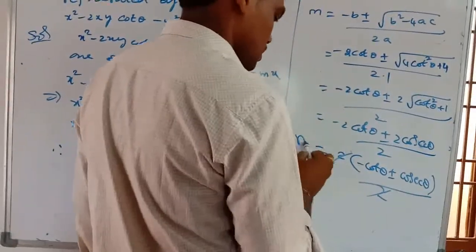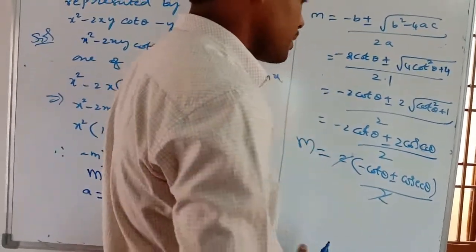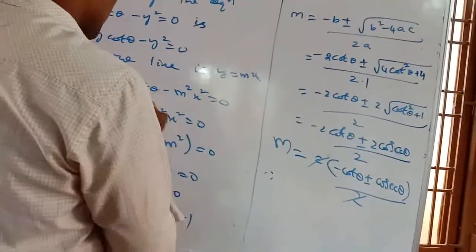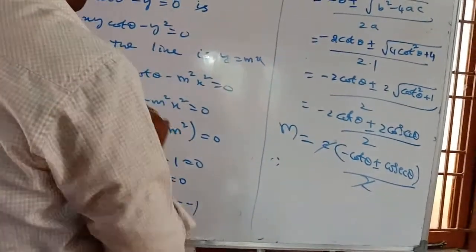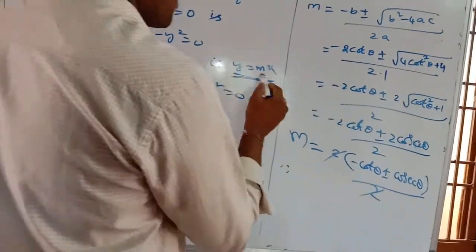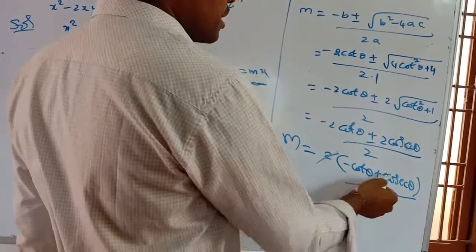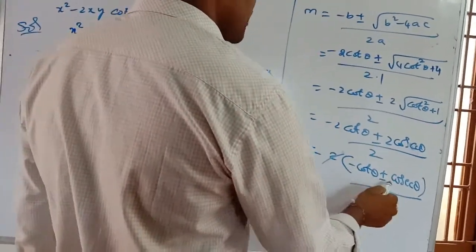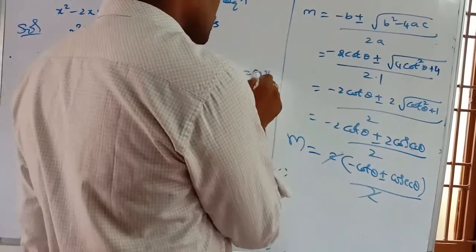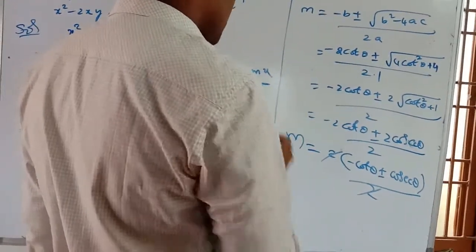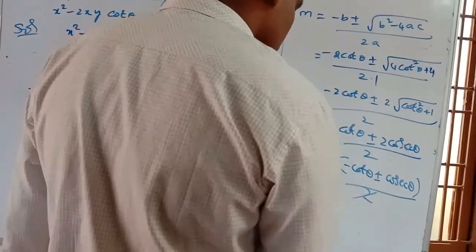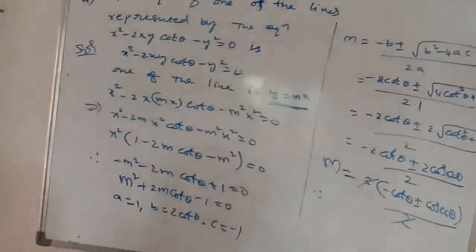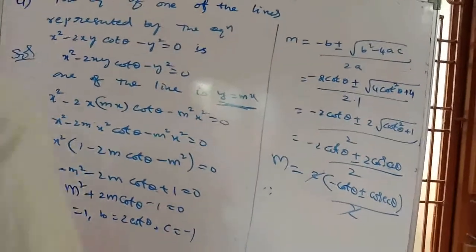This is m is equal to minus cot theta plus or minus cosecant theta. Now see, the one line is y is equal to mx. Here the m value is minus cot theta plus cosecant theta, and this is one of the values, and again minus cot theta minus cosecant theta, substituting this slope m in the line. See the options. The third option is correct.